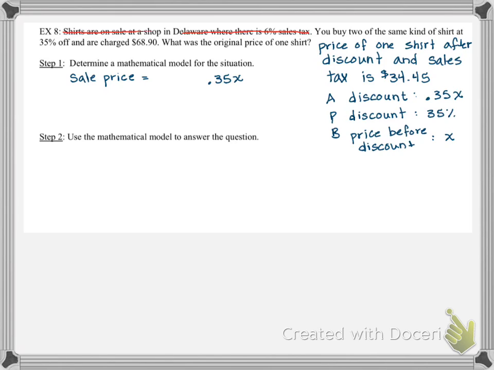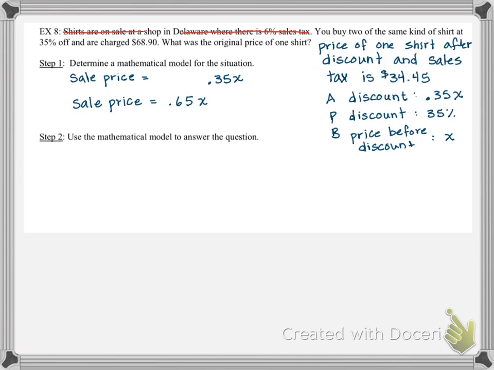So your original price, you have 100% of your original price to begin with, right? You always start with 100%. If you have a discount of 35%, then what percent do you actually pay for? 65%. So your sale price is 65% times your original price.